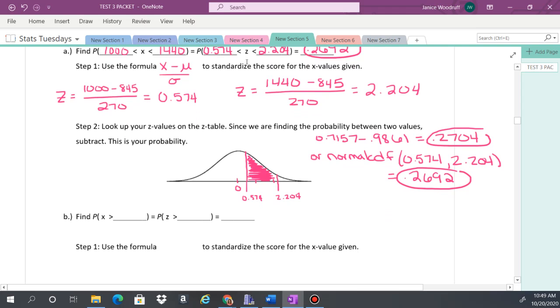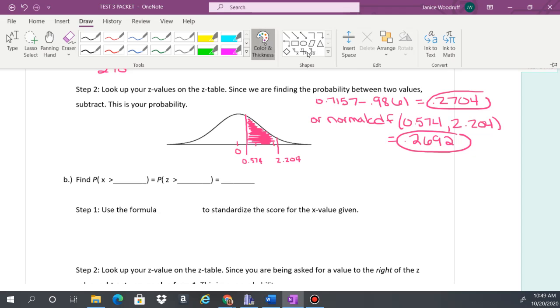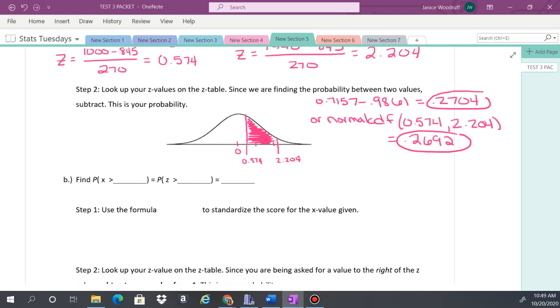So if the average was 845, then you would think that the percentage to have a balance above $730 has got to be over 50%. So just think about the reasonableness when you do your problem. You want to get an answer that's above 50% for it to make sense. So let's go ahead and do this. So here you're doing x is greater than 730.